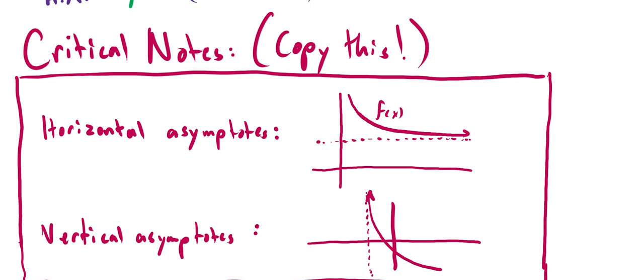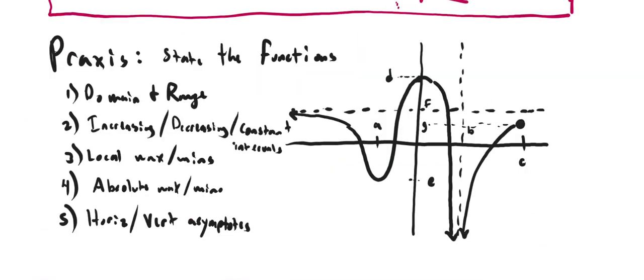This is, roughly speaking, the behavior of horizontal and vertical asymptotes. They look like they get closer and closer to horizontal and vertical lines, respectively. All right, now I would like you to do some praxis. Let's practice for the day.